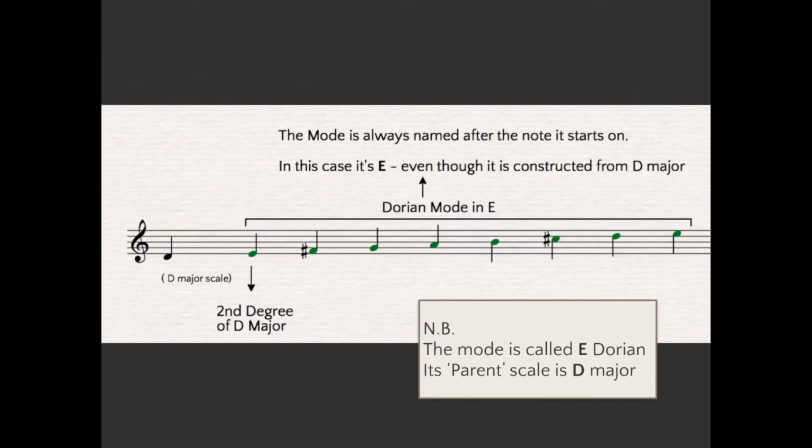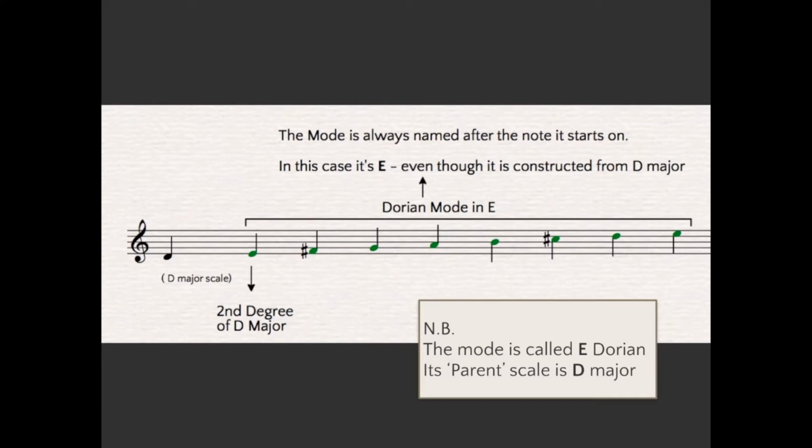Now, something to bear in mind, the mode is always named after the note it starts on. In this case, it's E, even though E Dorian is constructed from D major. So remember, the mode is called E Dorian, but its parent scale is D major. This is because E is the second note or the second degree of D, as in it's the second of something.